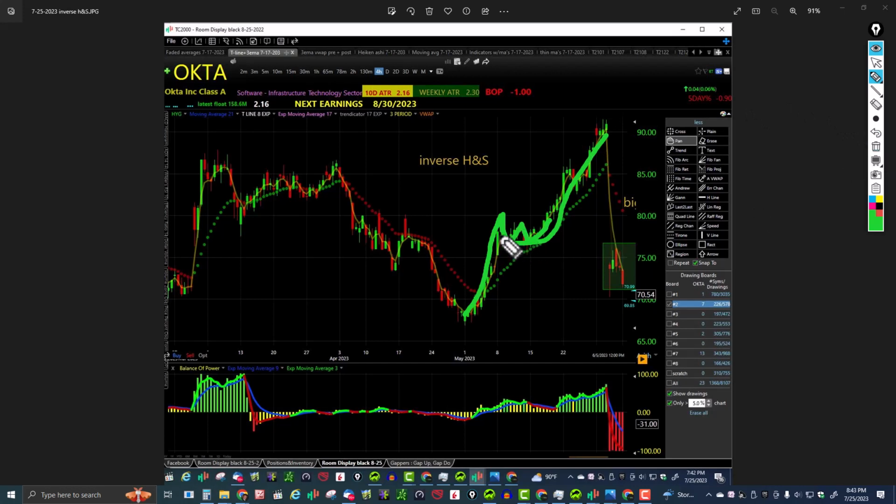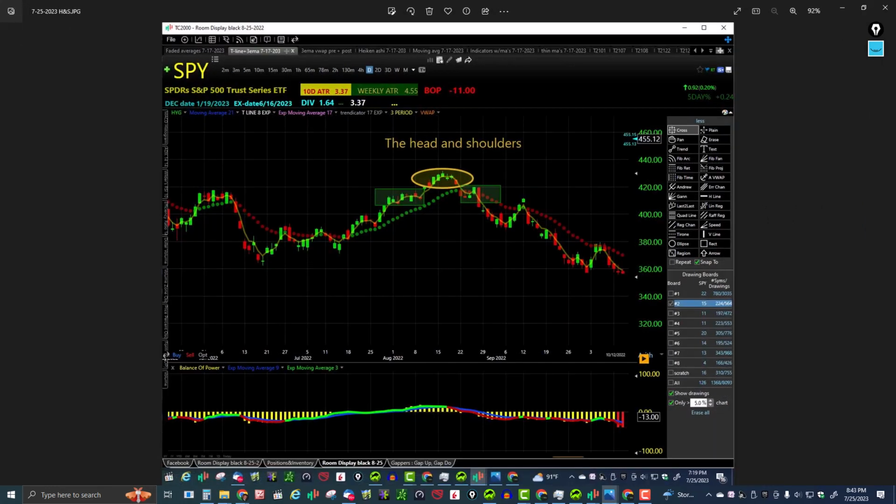How I like to play these, as soon as it gets past the 50-yard line, 50% mark, I like to get in long and ride them up. Got to be a green candle though. I don't like to play red candles long. So there's the inverse head and shoulders. Now let's take a peek at the regular head and shoulders.